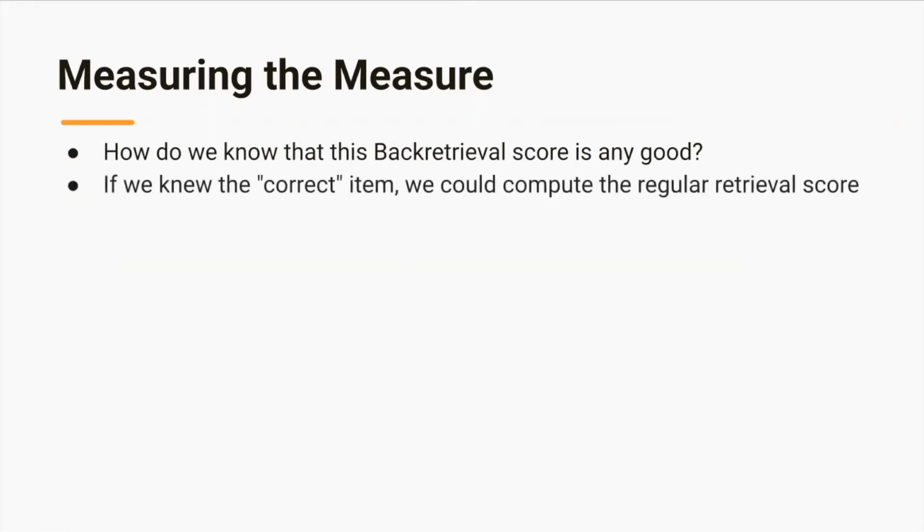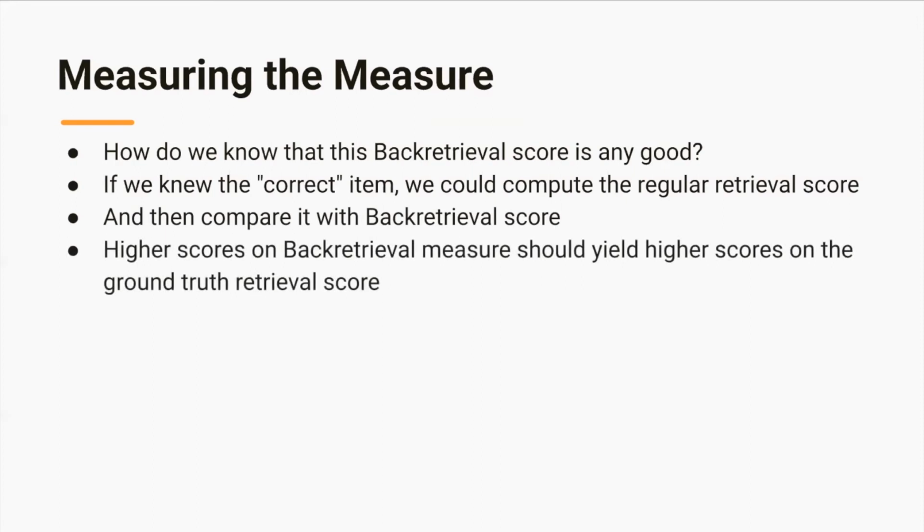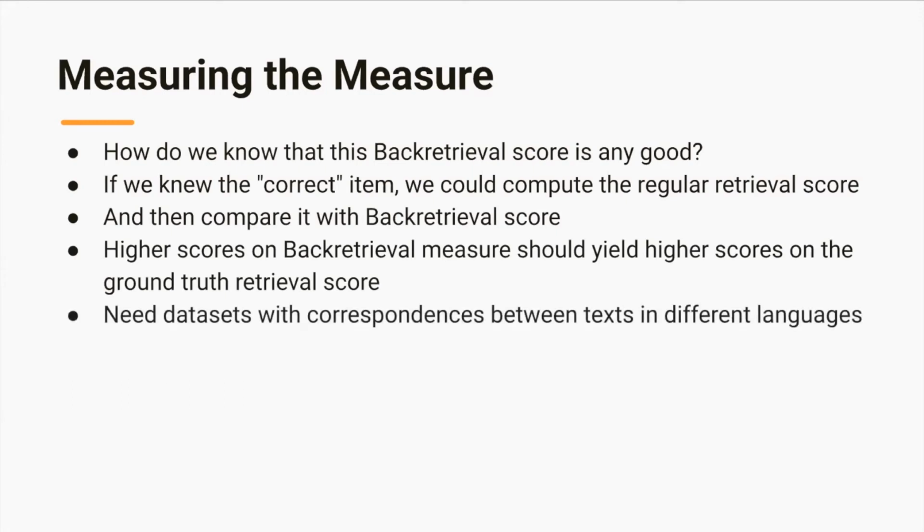Well, if we knew what the correct answer would be, then we could compute the regular original type of retrieval score, and then we could compare it with the back retrieval score. The idea is that if you have a model which scores high on this back retrieval measure, this model should also score high on the original retrieval score if you had known the correct answer. And if you score low, of course, you should get a low score. So that's the idea. And you would need a data set where you know the correspondences to test this, the fact that this correspondence actually exists.